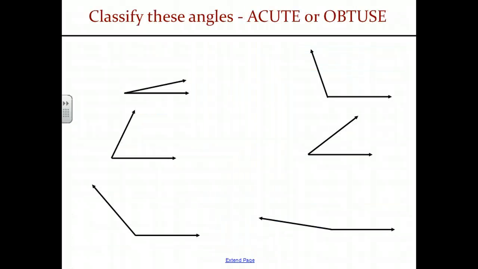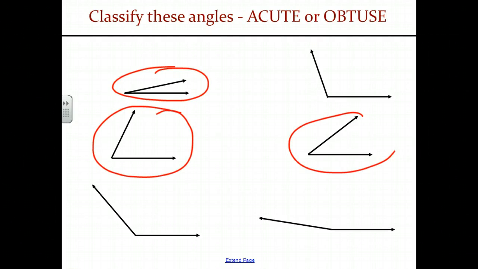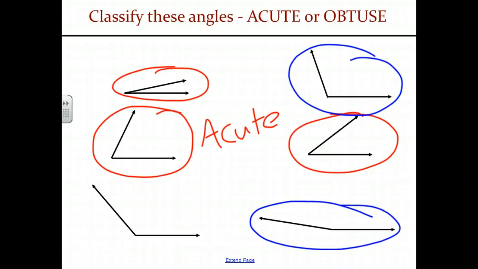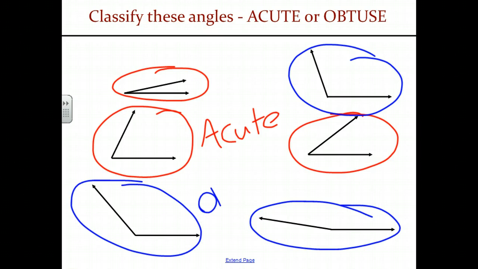So first, we want to take a look at these angles here and decide, are they acute or obtuse? So go ahead and pause the video and see what you can do with these ones. Are they acute or obtuse? So if you looked at these, I'm going to circle the acute ones in red, the ones less than 90 degrees. These three are all acute. The ones that I'm circling in blue, then, greater than 90 degrees but not quite a straight angle, are all called obtuse.